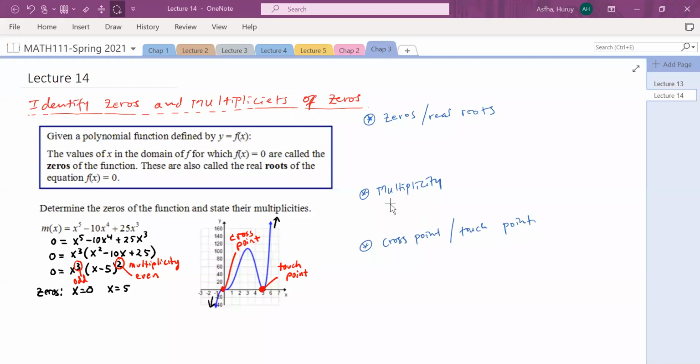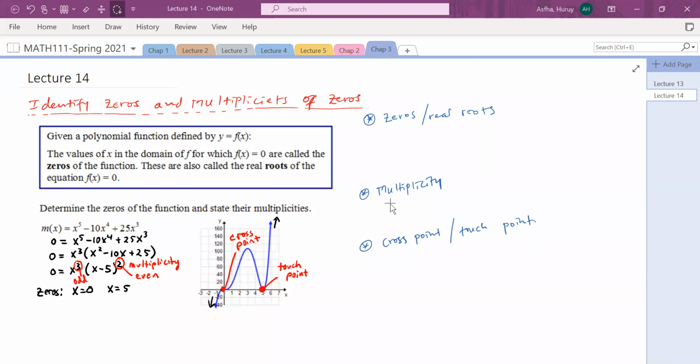Hello, everyone. In this lecture, we will talk about identifying zeros and multiplicities of zeros of a polynomial function. And later on, we will talk about two different types of divisions. And of course, we have other important theorems and formulas as well. So let's start with identifying zeros.